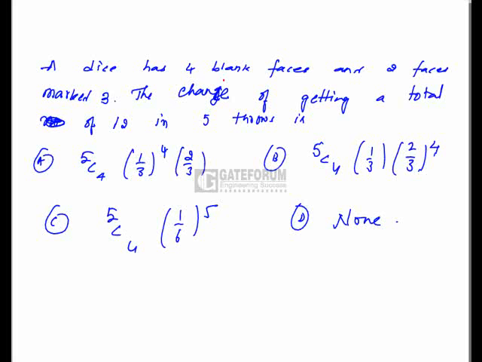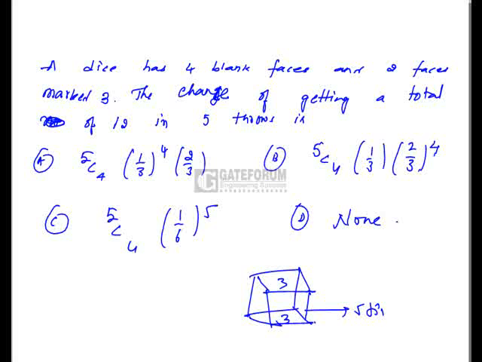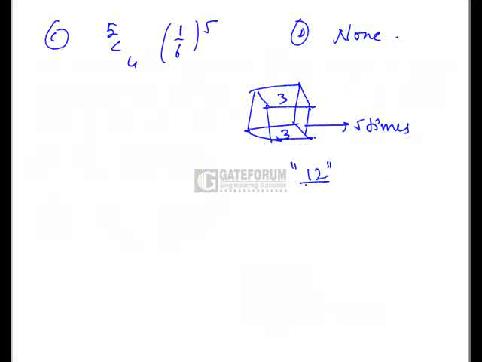In this problem, it is given that a die has 4 blank faces and 2 faces marked as 3. So a die consists of 4 blank faces, and only 2 faces are marked as 3. Now he is asking, if it is thrown 5 times, what is the probability that you will get 12? Now we will get 12 if out of 5 throws, exactly 4 throws are 3's, and the 5th throw must not be 3, so it should be blank. So exactly 4, it is nothing but P of X is equal to 4.